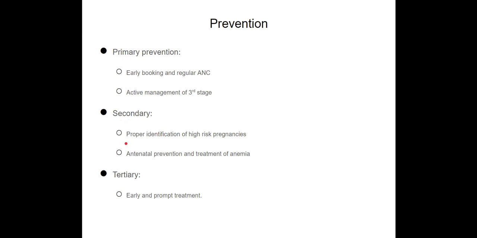So secondary prevention is to properly identify high risk pregnancies. If you can identify the high risk pregnancies, you can anticipate that they may develop postpartum hemorrhage, and you can make all necessary precautions to prevent it. Then you should also prevent and treat anemia in the antenatal period because an anemic patient can decompensate from postpartum hemorrhage, and the mortality of postpartum hemorrhage is higher if the patient is already anemic before delivery.